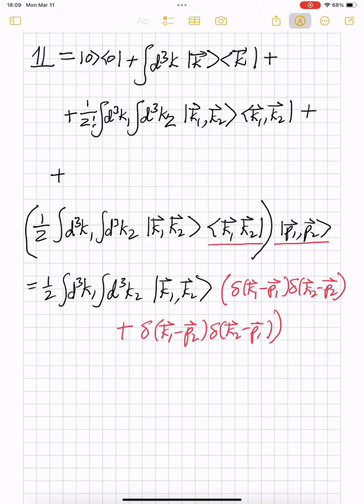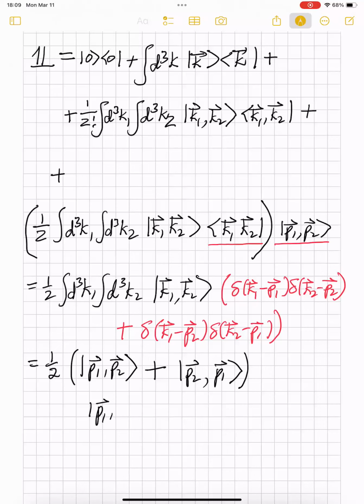Good. Okay, so now let's do the integrals. We can easily do the integrals because we've just got some delta functions sitting here. So we'll have 1/2, okay? And let's see what we get. From the first collection of delta functions, k1 is set equal to p1 and k2 is set equal to p2. So we get ket p1, p2. Good. From the second set of delta functions, now it's k1 that is set equal to p2, and it is k2 that is set equal to p1. But as we said before, because of bosonic statistics, these two states are identical. So I can add them to get 2 ket p1, p2, and the factor of 2 exactly cancels against the half.